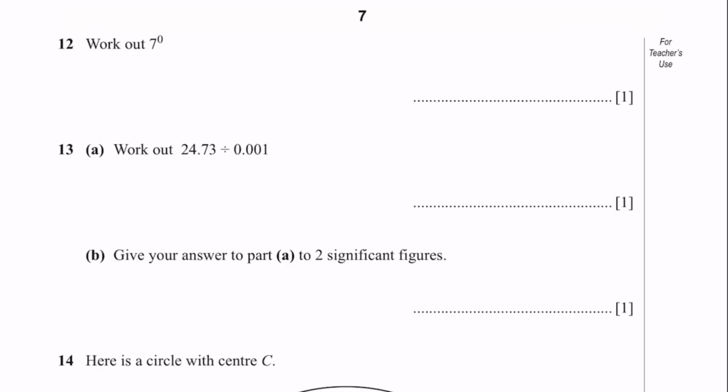Question 12. Work out 7 to the power of 0. Well, anything to the power of 0 is 1, so this is quite straightforward. 1.